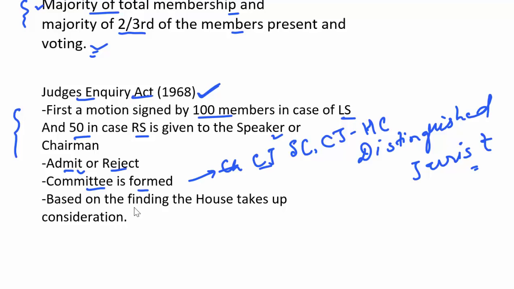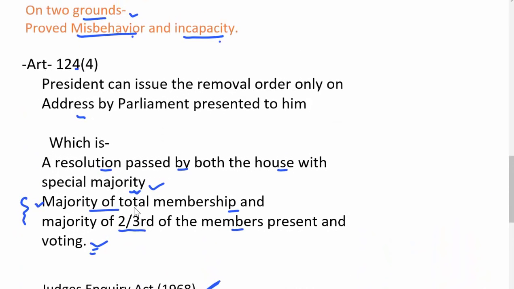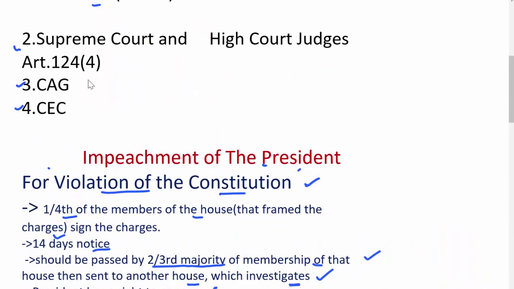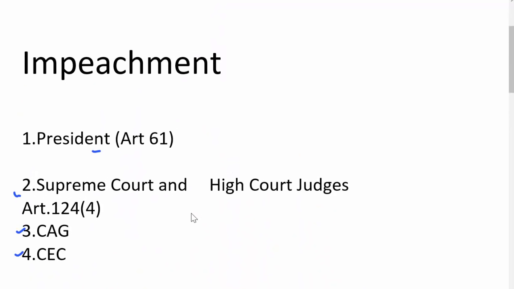So this was the impeachment process of the judges of Supreme Court. The same process applies for the judges of High Court and for the removal of CAG and Chief Election Commissioner. Hope you understood the impeachment process of both the President and the Supreme Court and High Court judges.